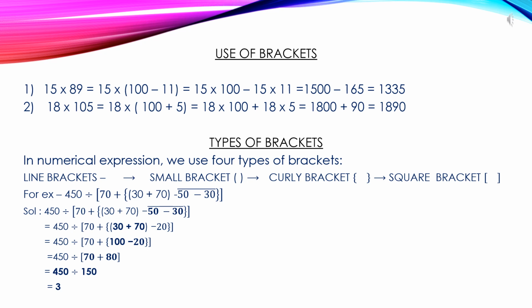Now we will solve the curly bracket, that means 100 minus 20 and we will get 80. In the next expression we will get 450 divided by 70 plus 80 is equal to 150. Then we will get 450 divided by 150. In our next step we will get 3. After division we will get 3, that is the answer.